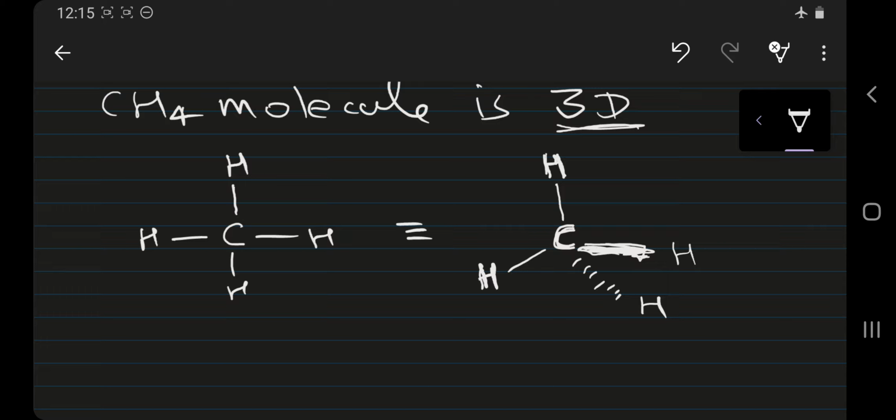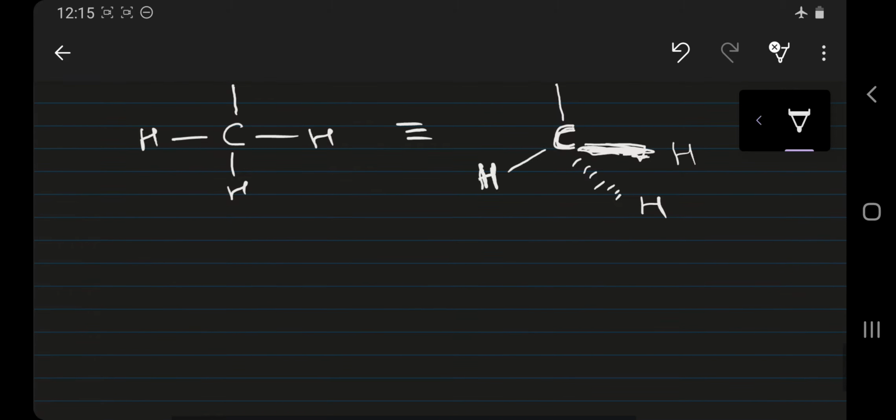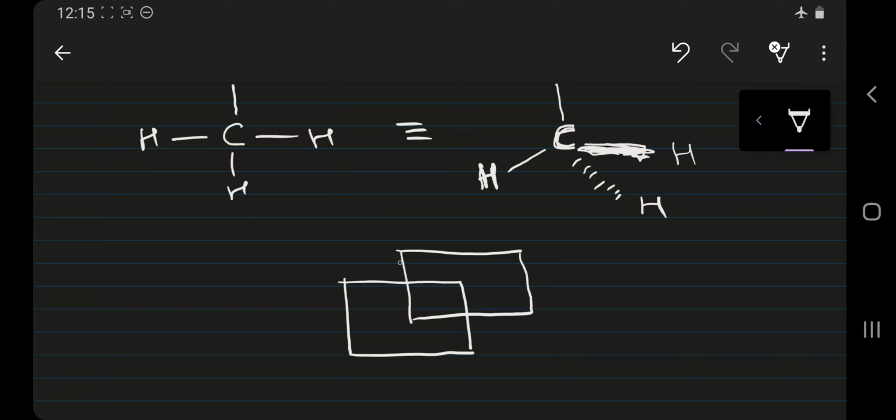Now to understand this CH4 3D representation, you need to understand this cube. Suppose I am drawing an imaginary cube for three-dimensional visualization. Then this CH4 molecule that I am stating is three-dimensional, carbon will reside in the middle of the cube. Then you have to understand these two corners.